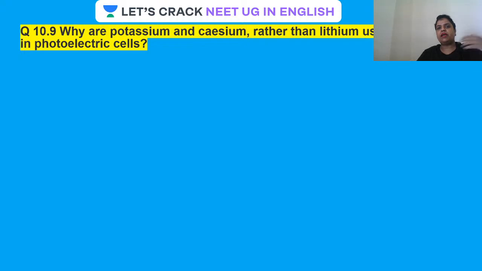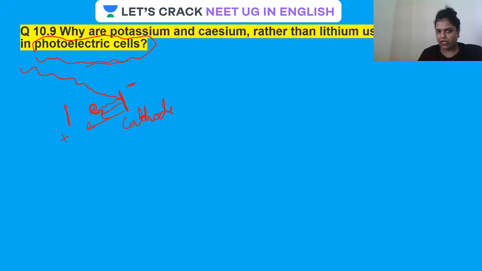Why are potassium and cesium rather than lithium used in photoelectric cell? First of all, let me tell you what happens in a photoelectric cell. Suppose this is the anode and this is the cathode, which the metal is made of. When light falls on the metal, if the light has sufficient energy equivalent to the ionization energy of the metal, then only some of the electrons will be ejected out from here. These electrons are negatively charged, and this is the anode, so they will be attracted towards it, and that is the phenomenon of the photoelectric cell.